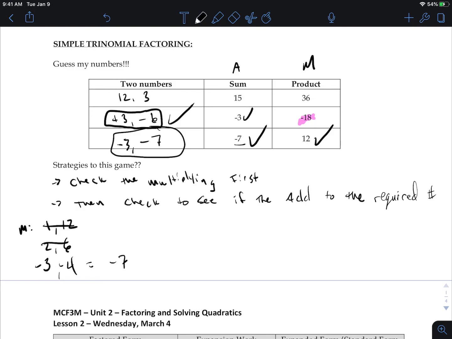So there's your M and A method. Multiply, add: tell me the two numbers that satisfy those two conditions, the M and A piece, right? It's good? Okay.